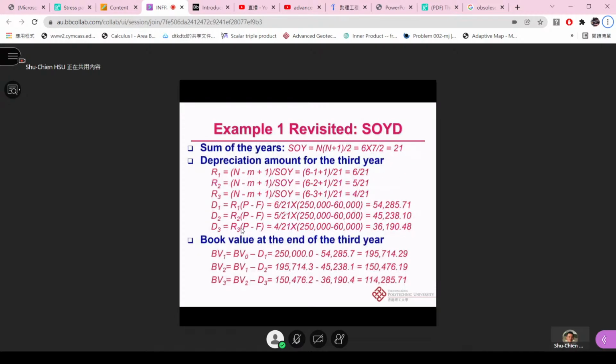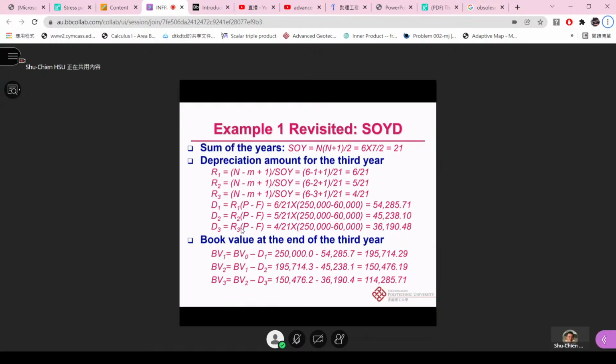So if we do SOY, the first thing we calculate is the SOY, which is equal to n times (n plus 1) divided by 2. And then you will get the SOY for this example, which is 21. The depreciation amount for the third year will be done like this. Based on R1, R2, and R3, R1 will be 6 out of 21, and R2 will be 5 out of 21. It's just based on how we calculated it from the equation. So for R3, it will be 4 out of 21.